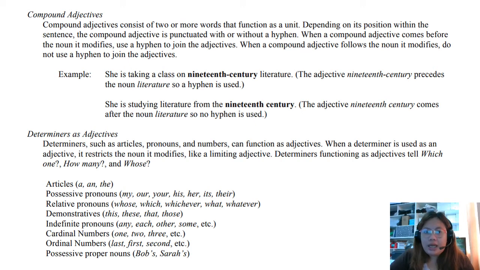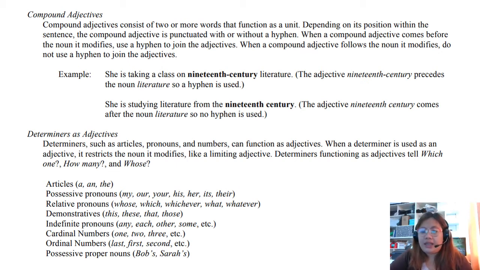Another type of adjective is the compound adjective, which consists of two or more words that function as a unit. Depending on its position within the sentence, the compound adjective is punctuated with or without a hyphen. When a compound adjective comes before the noun it modifies, use a hyphen to join the adjectives. Otherwise, when a compound adjective follows the noun it modifies, do not use a hyphen. Please take note of this, because a lot of people are not aware of when to hyphenate their words and adjectives.